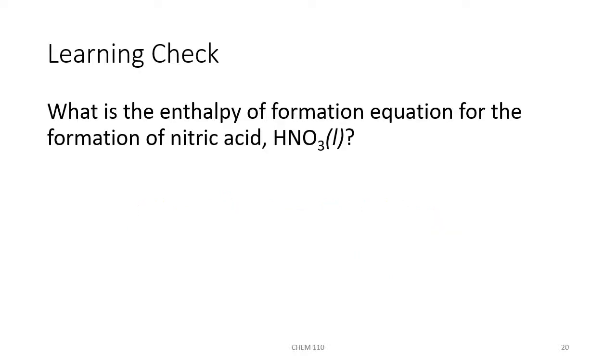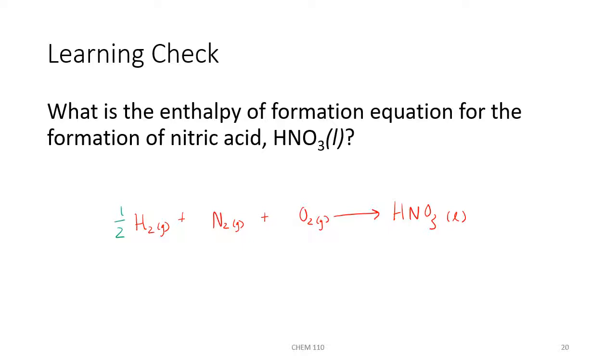What is the enthalpy of formation equation for the formation of nitric acid? So our product is going to be 1 mole of the nitric acid, 1 mole of HNO3, and we look and see what elements are making up nitric acid. We've got hydrogen, which occurs naturally as H2 gas. We've got nitrogen, which occurs naturally as N2 gas. And we've got some oxygen, which occurs naturally as O2 gas. All 3 of those just happen to be diatomic molecules. And our hydrogen, we only have 1 H on the right and we have 2 on the left. So we're going to need to put a 1/2 out in front of our hydrogen.